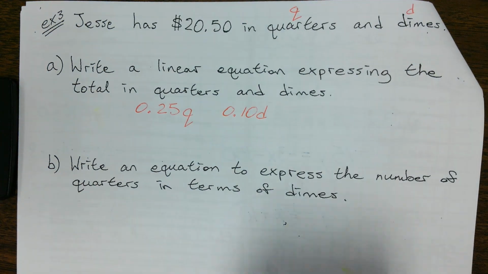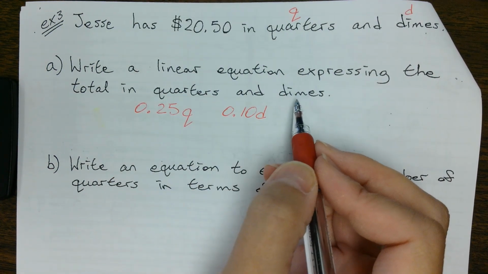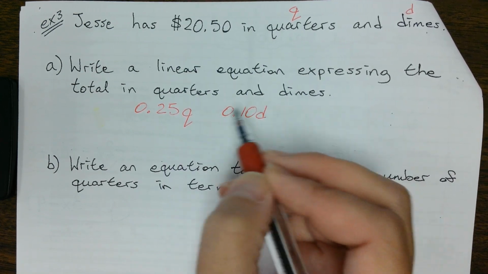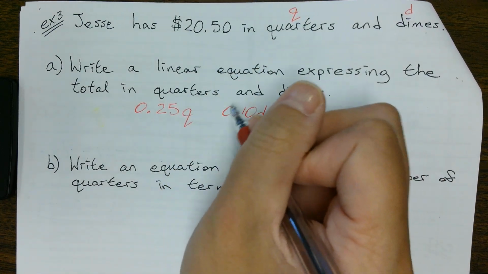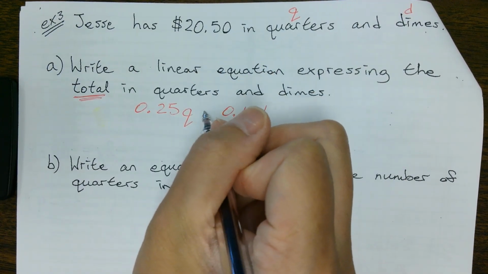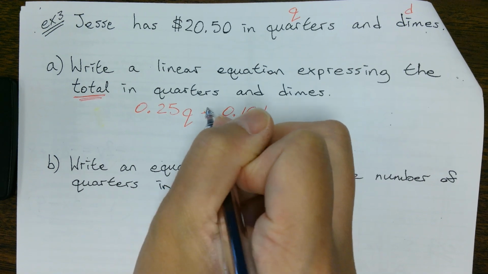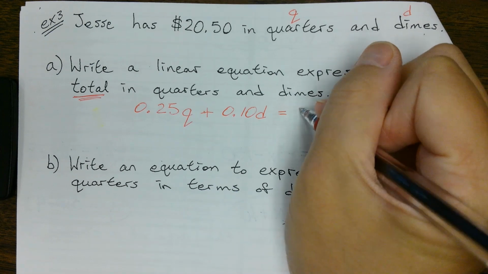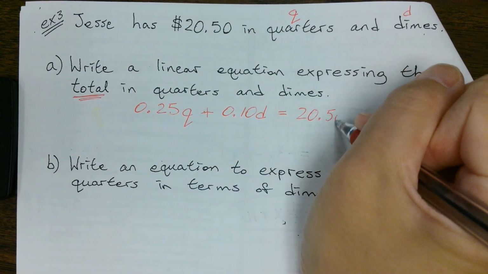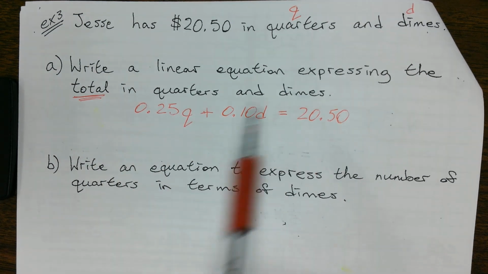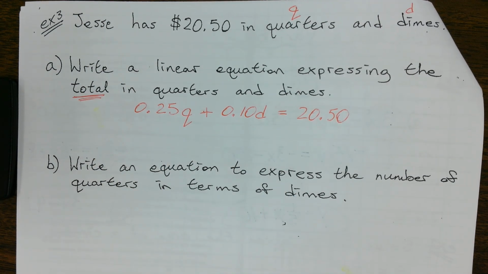All right, so just like how we did last week, we had to translate word problems into an equation. So I want to know the total. So what sign should I have in the middle? Plus, and it should equal how much? $20.50. There you go. You translated this word problem into an algebraic expression. Yay. I'm very proud of you guys.